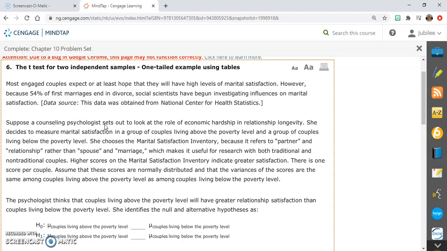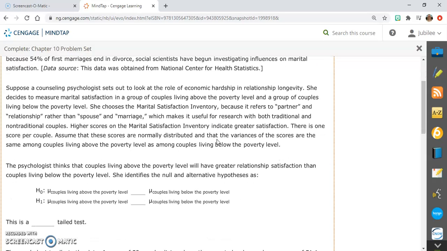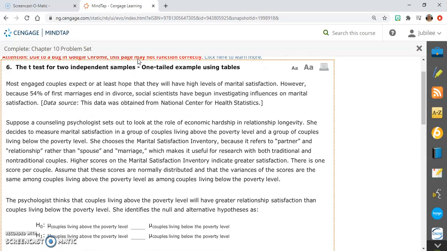And so a counseling psychologist is looking at economic hardship and relationship longevity, blah, blah, blah. The third sentence, the third paragraph, is the most important. The psychologist thinks that couples living above poverty level will have a greater relationship satisfaction than couples living below the poverty level. So this is a one-tailed test because it is predicting a direction. I also know it's a one-tailed test because it says it in the title.